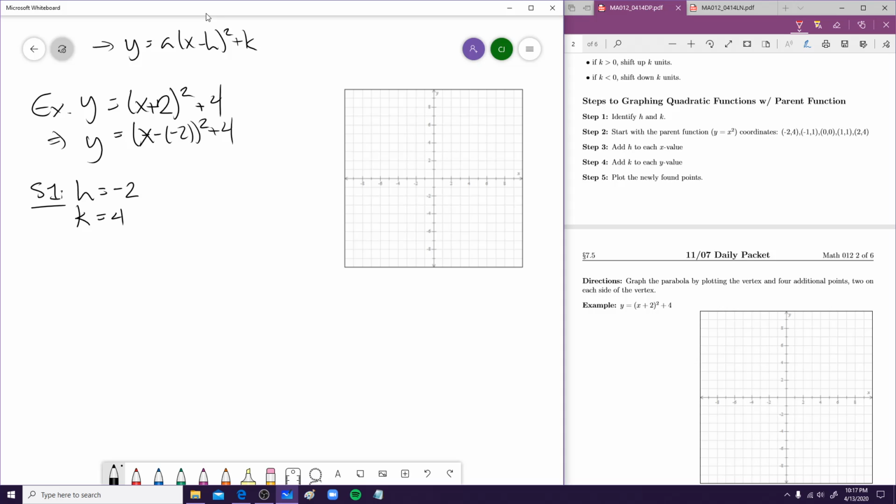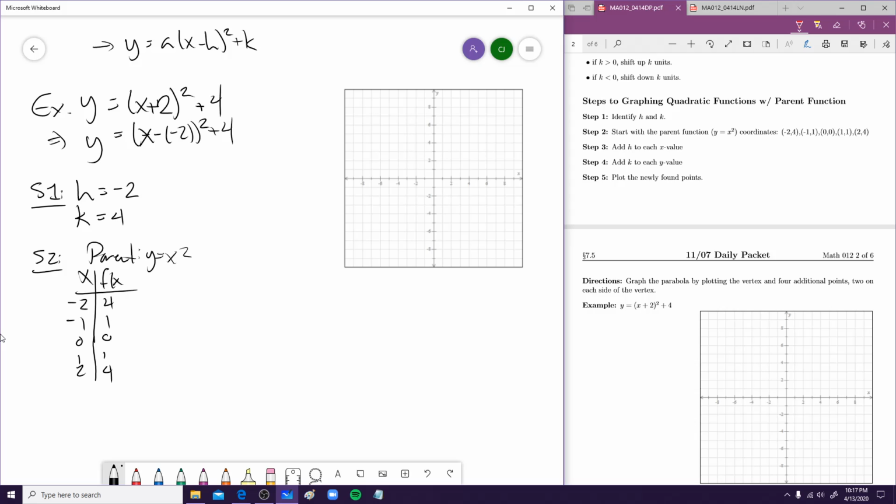And now step 2, I'm going to start with the parent function coordinates. So step 2, you can just write them down. So for the parent, we have x, and then f of x. If we pick the basic 5 points that we normally pick, we're going to use this. Okay, so these are the coordinates of our parent function, y is equal to x squared.